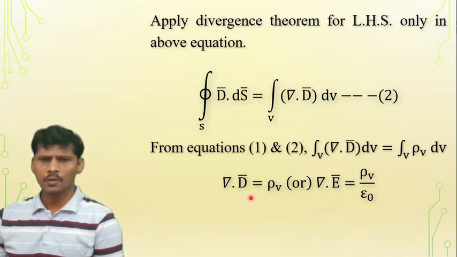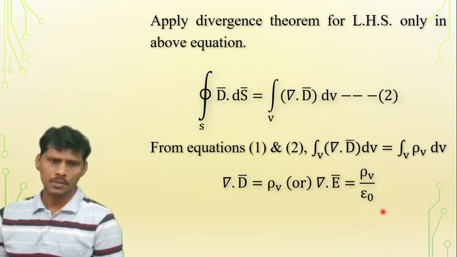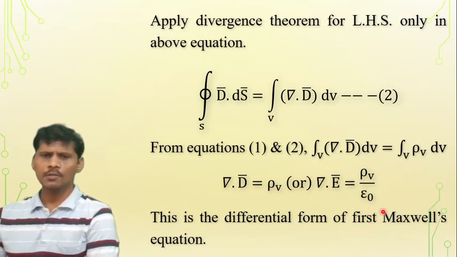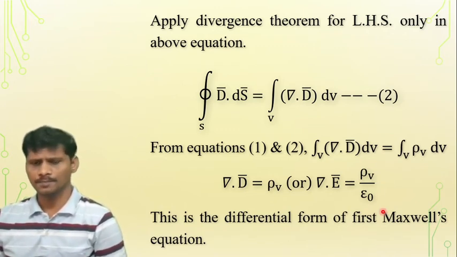But D bar is equal to epsilon into E bar. So we get del dot E bar is equal to rho v by epsilon naught. This equation is called the differential form or point form of the Maxwell equation.